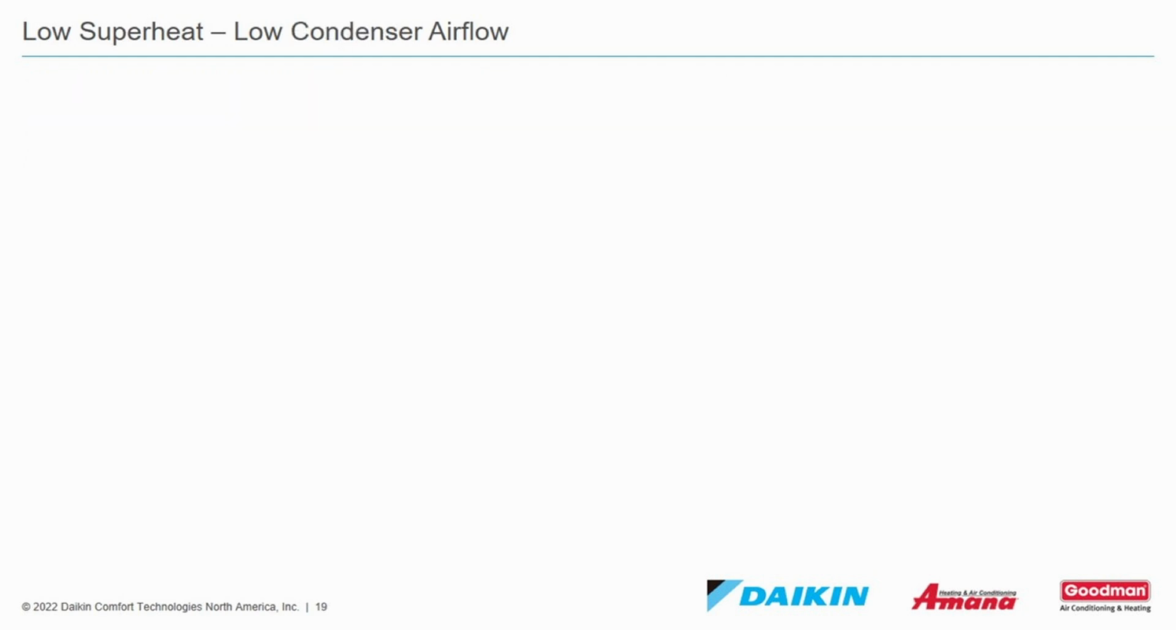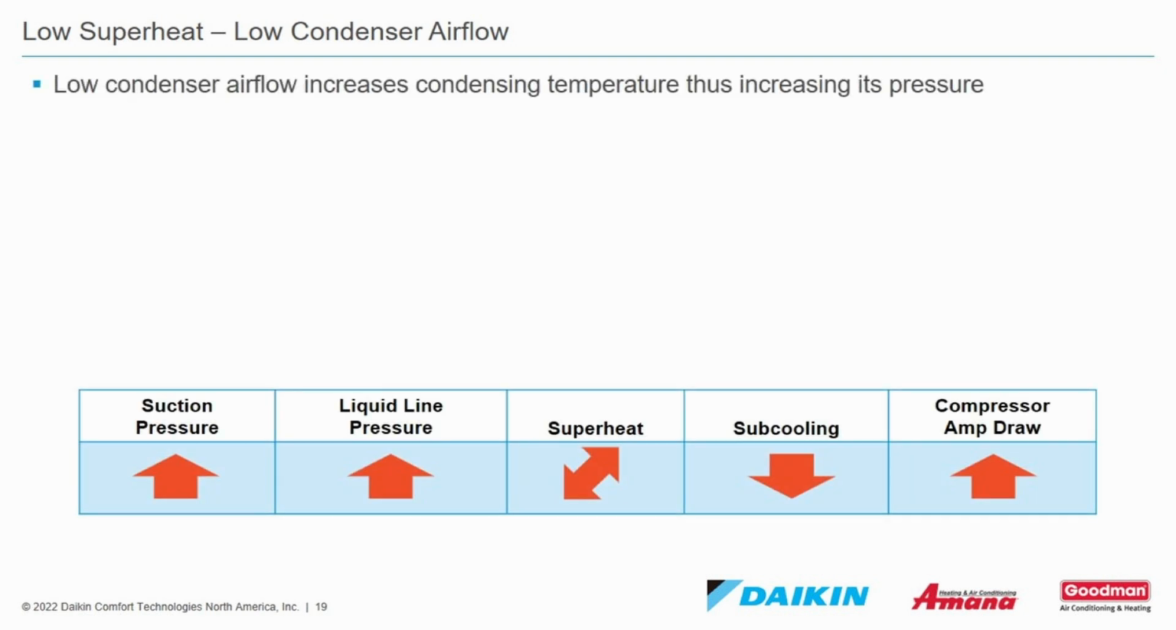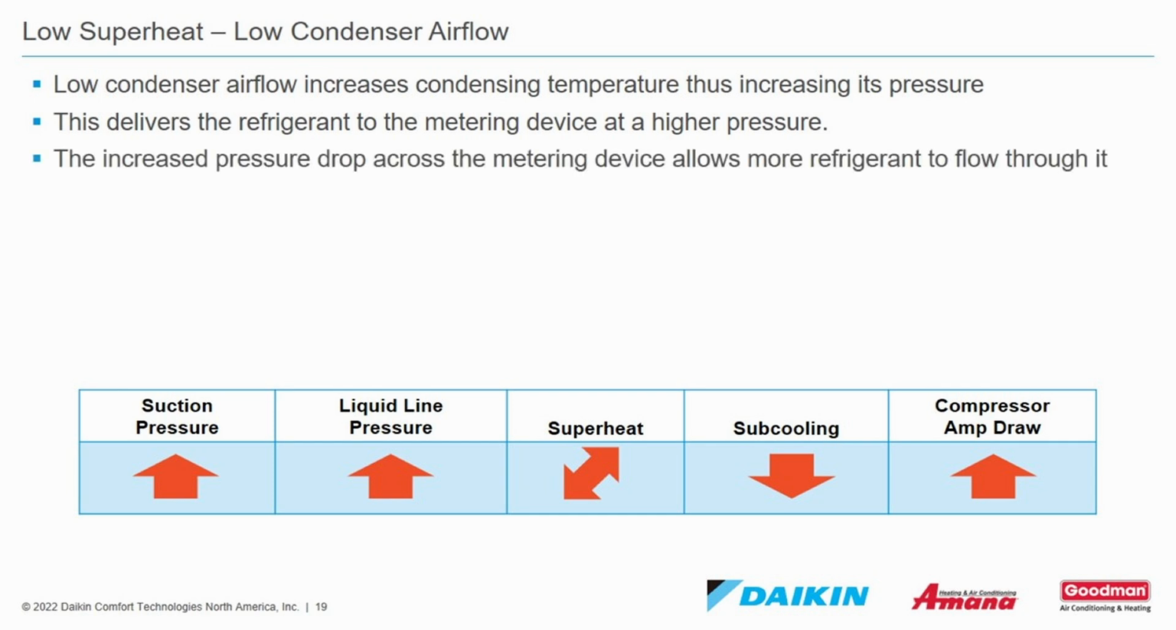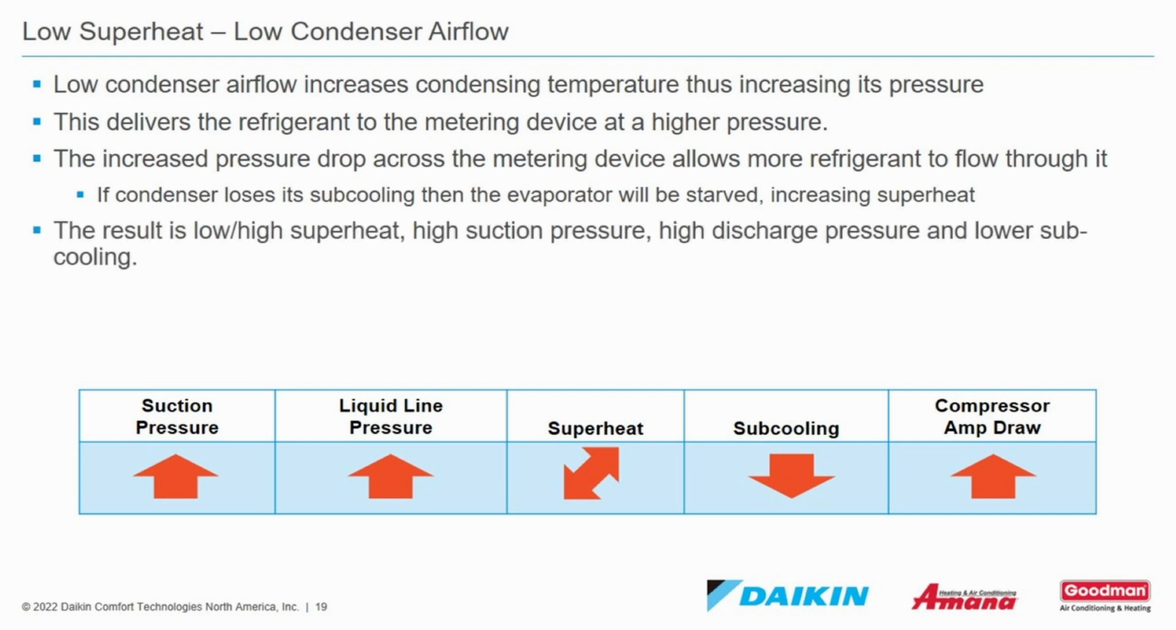Low superheat due to low condenser airflow. Low condenser airflow increases condensing temperature, which also increases its pressure. This delivers refrigerant to the metering device at a higher pressure. The increased pressure drop across the metering device allows more refrigerant to flow through it. If the condenser loses its subcooling, then the evaporator will be starved, increasing superheat. The result is low or high superheat, high suction pressure, high discharge pressure, and low subcooling.